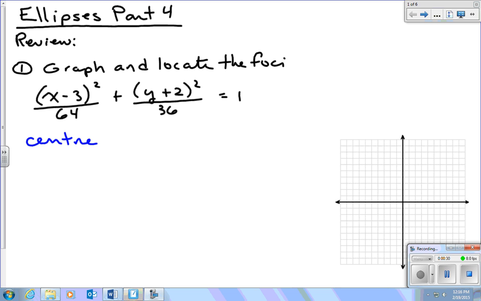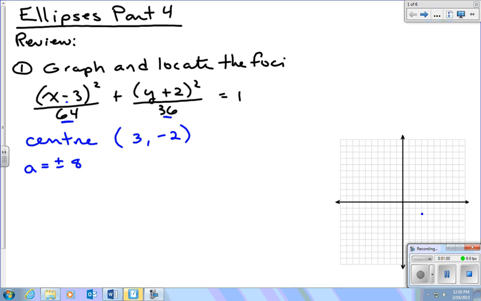So the center then will be at, and remember we're switching the signs here, so the center will be located at +3 and -2. And we can plot that point right away if we like. Then we need to look at our A and B values. So A is the larger of the two here. So A will be the square root of 64, and so it'll be ±8.